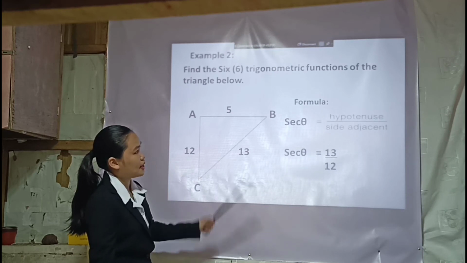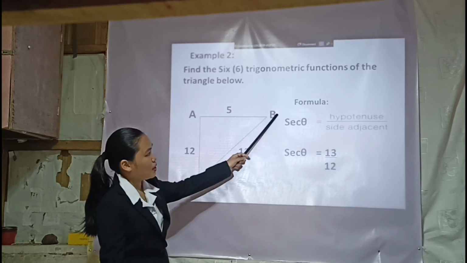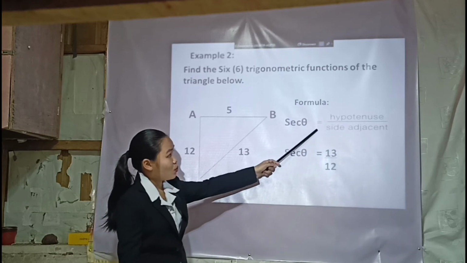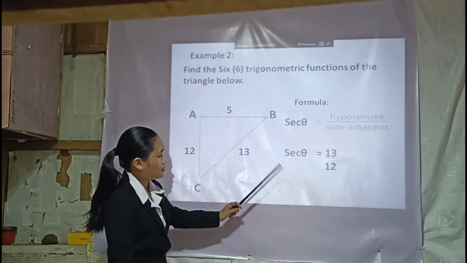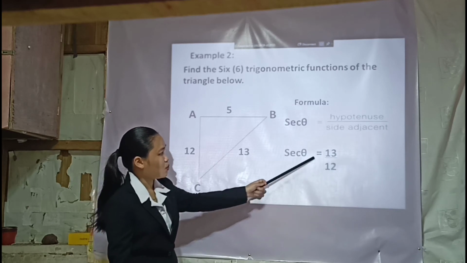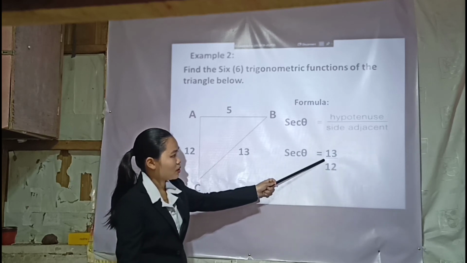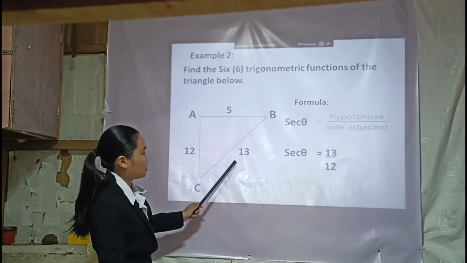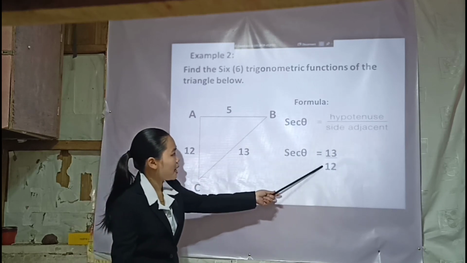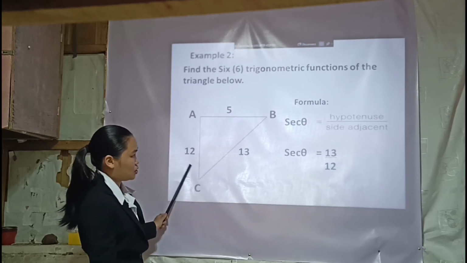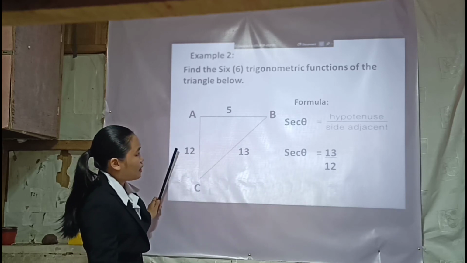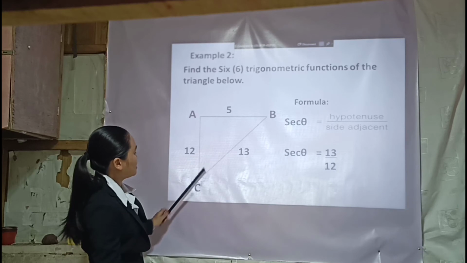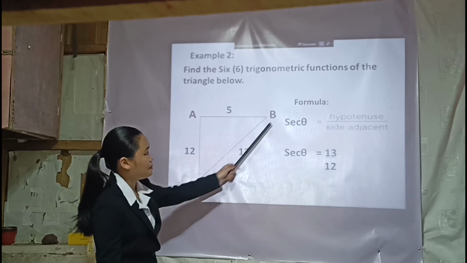Next, the secant. Formula, secant theta equals hypotenuse over the side adjacent. Secant theta equals 13 over 12 because the hypotenuse is 13 divided by the side adjacent, which is 12. So 13 over 12 is the value of secant theta for this example, the right triangle ABC.